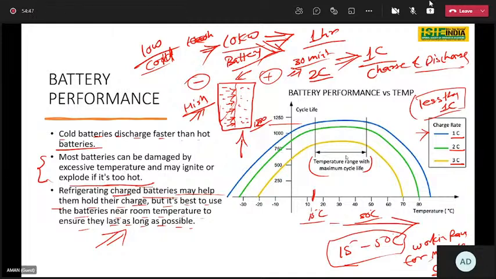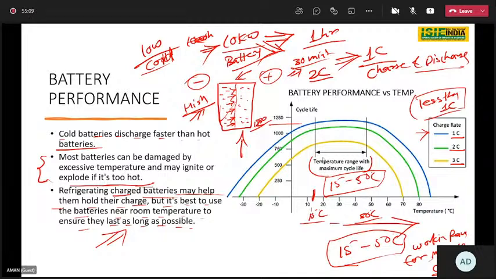So what is this particular balance called? This is the temperature range of, let's say, 15 to 50 degrees Celsius. Okay, this is your working temperature for maximum battery life, and at the same time you're working on 1C. This is the thing you should keep in mind while you're working on battery performance.